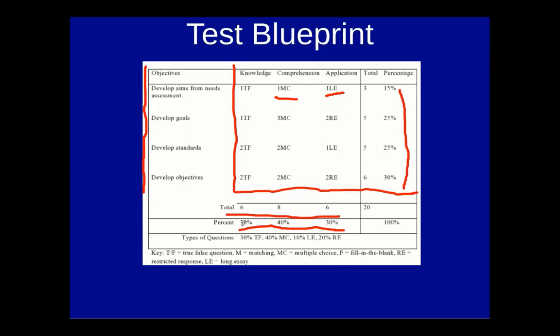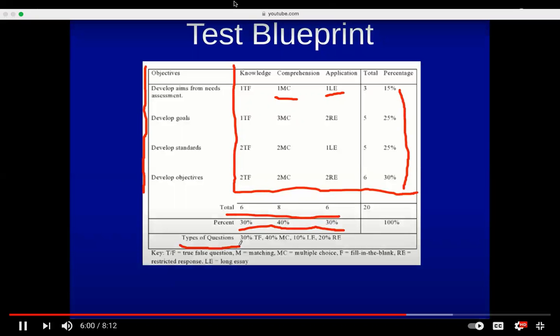It just makes it clear what you're trying to do. And then at the bottom here, I have one more piece of information. I even have the percentages of each question type. So 30% of all of my questions are true and false. 40% are multiple choice, etc.